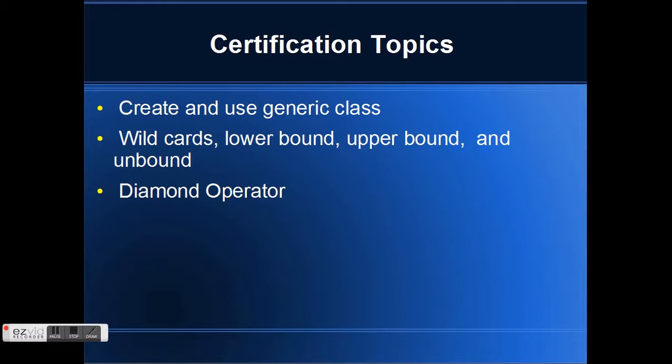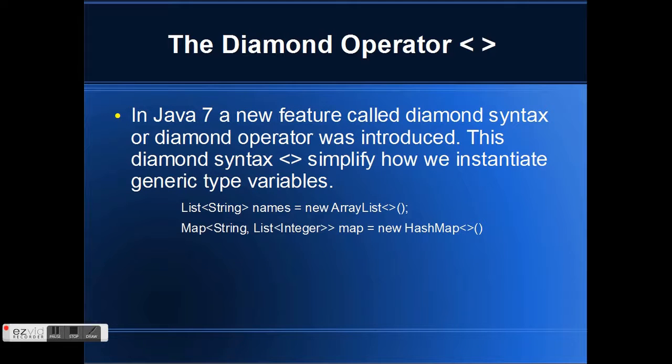So for the certification topics we're talking about today, we're going to create and use generic classes. We're going to talk about wildcards, lower bound, upper bound, and unbound. And most importantly, the diamond operator.